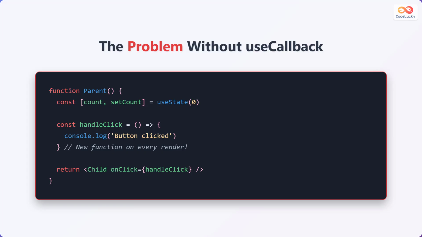Let's examine a scenario where useCallback is not used and identify the potential problem. Consider a parent component that renders a child component and passes a handleClick function as a prop. Without useCallback, a new handleClick function is created on every render of the parent component. This means that even if the parent component re-renders for some other reason, the child component will also re-render because it receives a new handleClick prop.